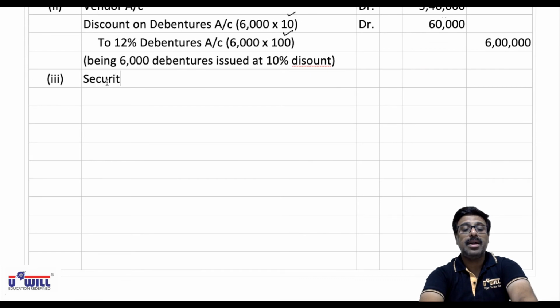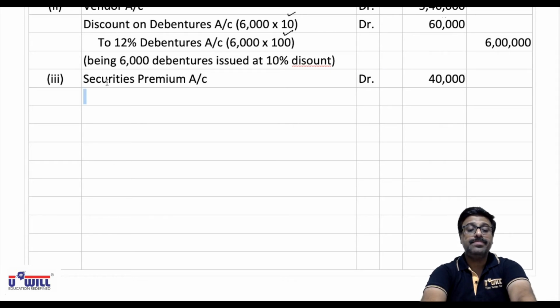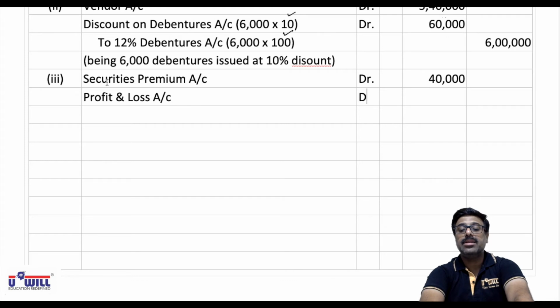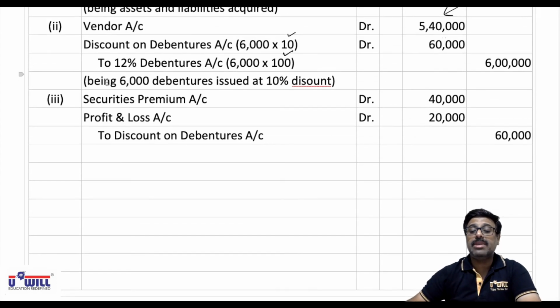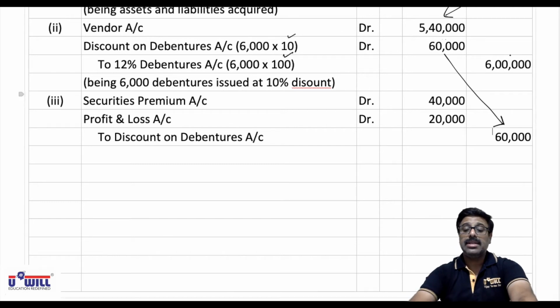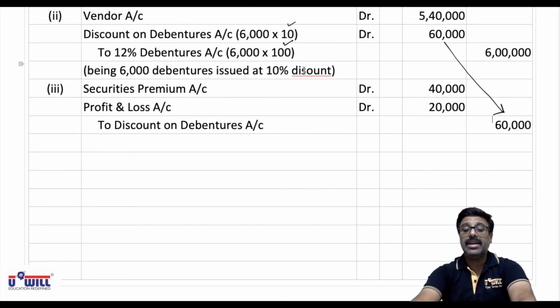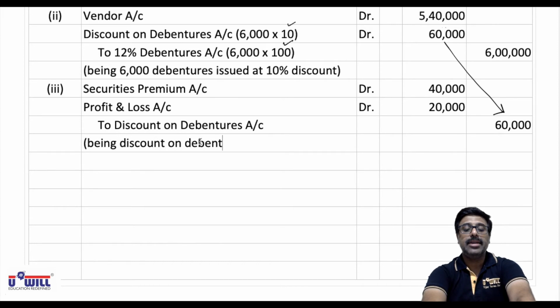Securities premium account debit with 40,000. Securities premium is only 40,000. Profit and loss account debit with the remaining balance of 20,000, because we have to write off the discount of 60,000 to discount on issue of debentures account with 60,000. Okay, so this discount on debentures 60,000 will be written off, 40,000 from securities premium, and since securities premium is insufficient, the remaining we will take from profit and loss account. Being discount on debentures written off. Okay, so these are the entries to be passed.